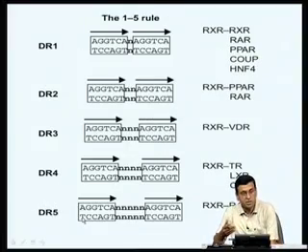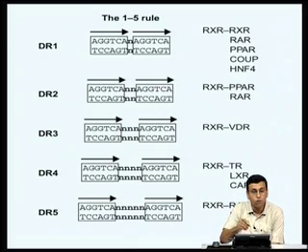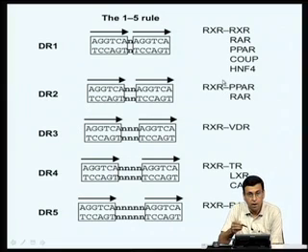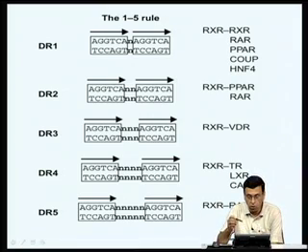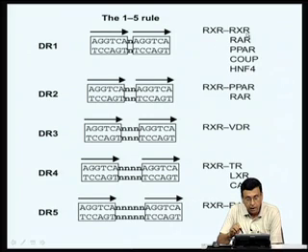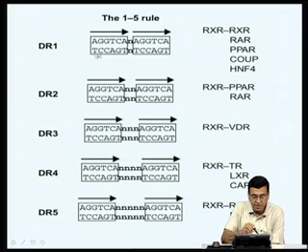So, this is what is known as the 3-4-5 rule, which was discovered by Kazuhiko Umesono. It soon became a 1-2-5 rule because two more response elements, DR1 and DR2, were discovered, which also require RXR as a binding partner. This is the summary of all the research that showed RXR-RXR homodimers can bind to promoters containing a DR1 motif, where AGGTCA half sites are separated by a one base pair spacer.